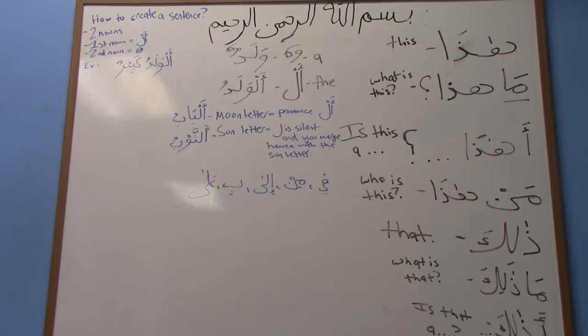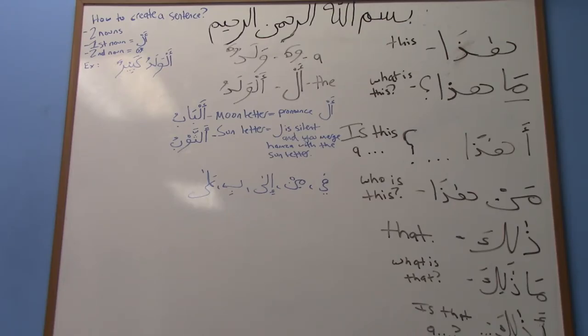Then we have al-maktabu. Everyone, al-maktabu. And then we have al-maktabi. So what does al-maktabu mean? The desk. Good. And then al-maktabi means? On the desk. As-sariru. The bed. Good. And then al-sariri. On the bed, all right? So prepositions, okay? Very simple, alhamdulillah.